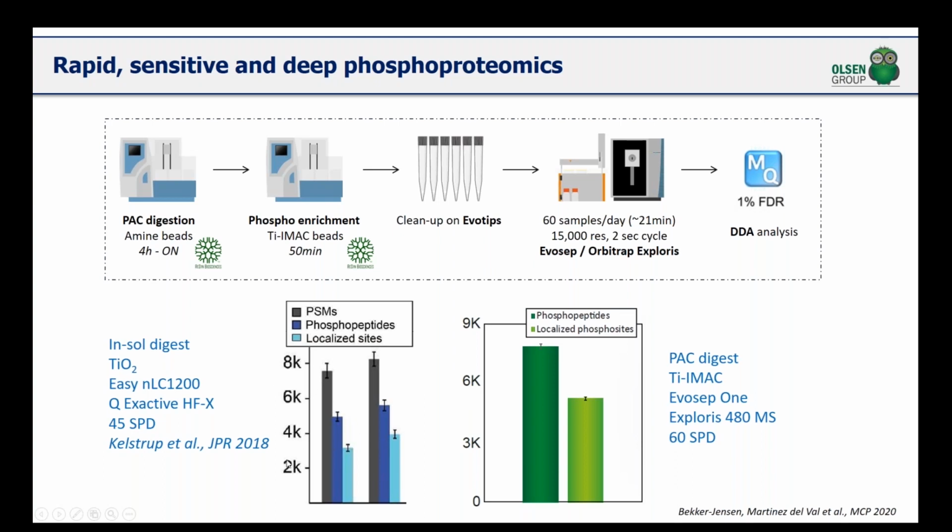Compared to the previous generation of workflow, where we used in-solution digestion, titanium dioxide, and the EC1200 system, where we would only be able to analyze 45 samples per day, we can see that now with a throughput of 60 samples per day with this new workflow, we can actually significantly increase the number of specific phosphopeptides and localized phosphorylation sites from these, in this case, DDA analyses.